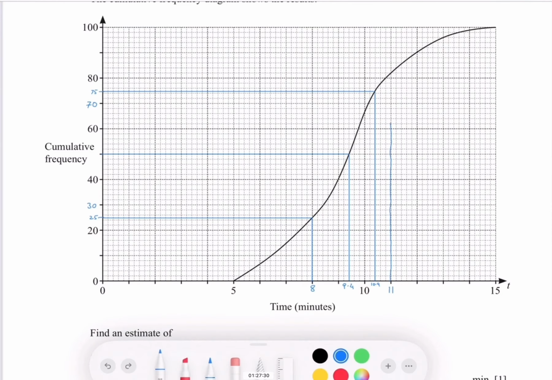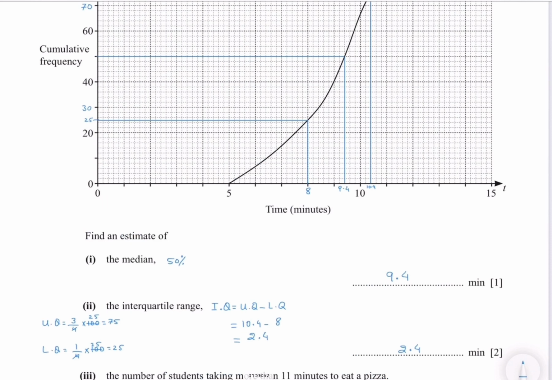Okay. Number of students taking more than 11 minutes to eat pizza. Okay, more than 11 is how much? Here is your 11. Go to the curve, corresponding line on the y-axis. This is value 82. So 100 minus 82 is your number of students, 18.